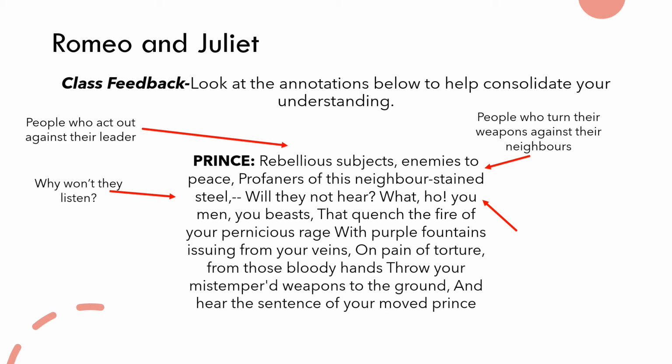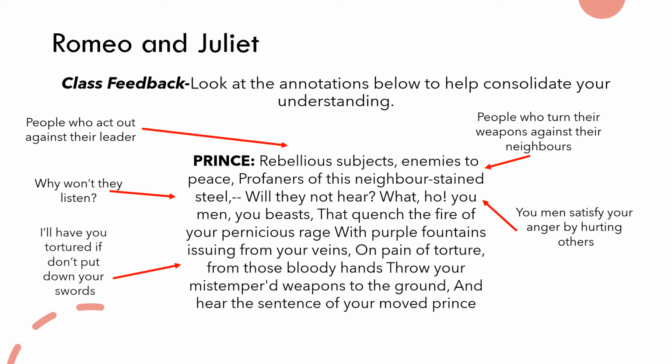Then he goes on, he gets a little bit more enraged, Prince does. He says, what ho, you men, you beasts, that quench the fire of your pernicious rage with purple fountains issuing from your veins. So you are men that are satisfying your anger by hurting others, right? What kind of lowly, disrespectful kind of men would do such a thing? When it's talking about the purple fountains issuing from their veins, it means you're spilling blood. You're causing harm and pain to other people.